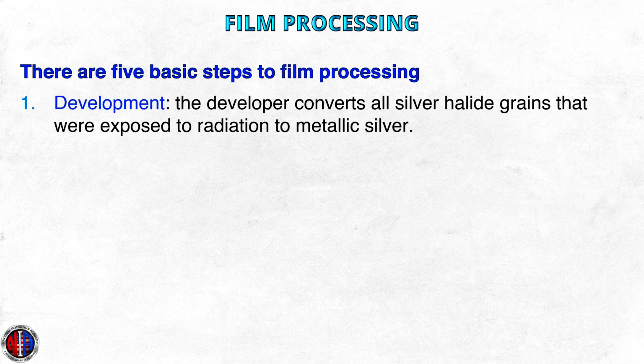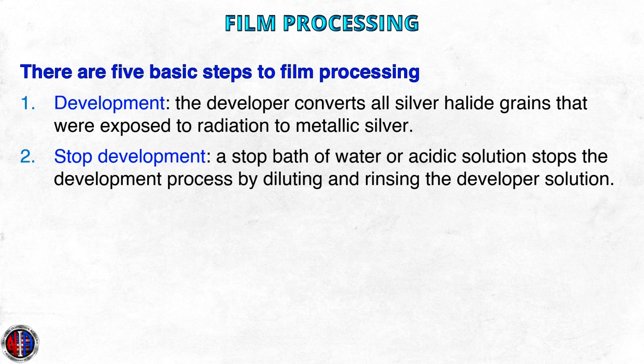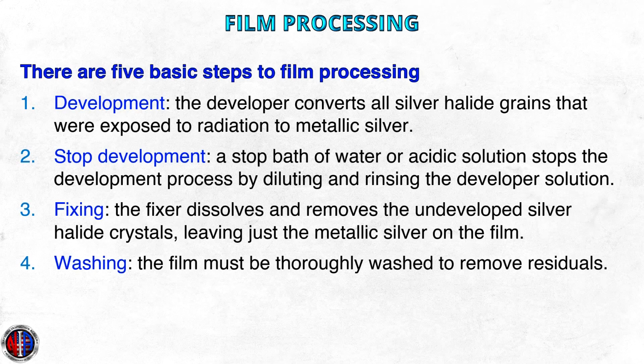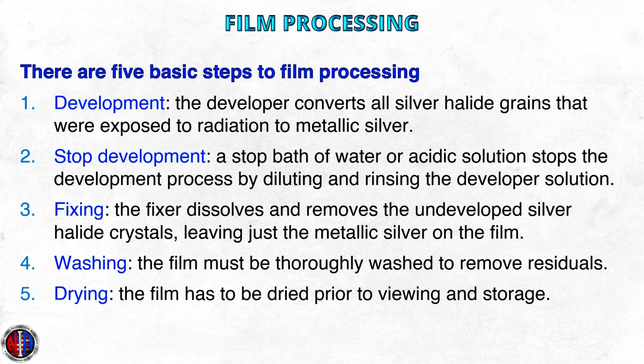1. Development. The developer converts all silver halide grains that were exposed to radiation to metallic silver. 2. Stop development. A stop bath of water or acidic solution stops the development process by diluting and rinsing the developer solution. 3. Fixing. The fixer dissolves and removes the undeveloped silver halide crystals, which fall away from the film surface, leaving just the metallic silver on the film. 4. Washing. The film must be thoroughly washed to remove residue chemicals. 5. Drying. The film has to be dried prior to viewing and storage.